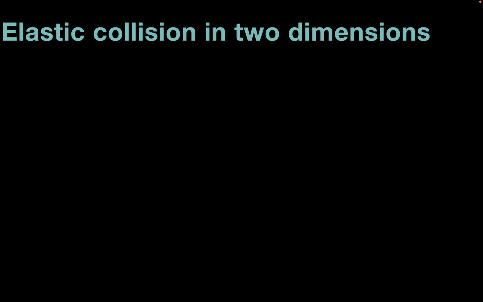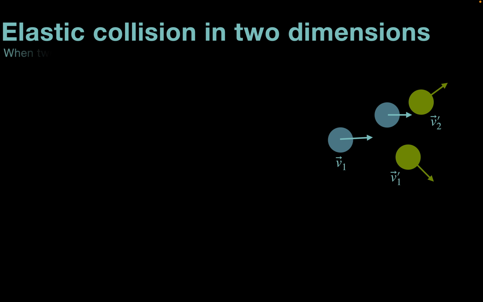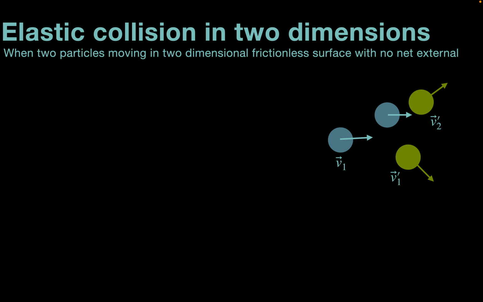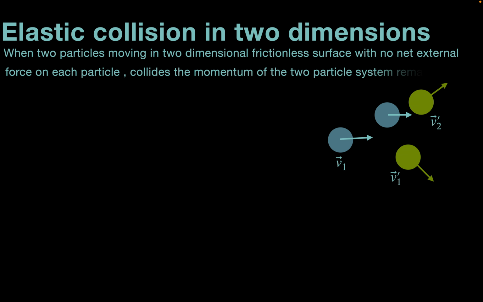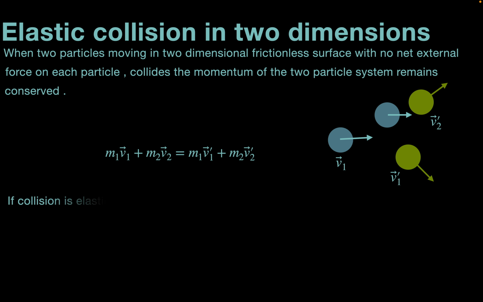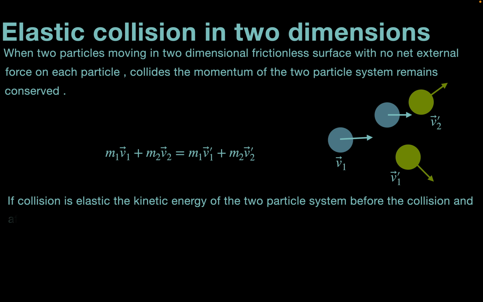Elastic collision in two dimensions. When two particles moving on a two-dimensional frictionless surface with no external force on each particle collide, the momentum of the two particle system remains conserved. So we apply momentum conservation and write m1 v1 vector plus m2 v2 vector equals m1 v1 prime vector plus m2 v2 prime vector. If collision is elastic, the kinetic energy of the two particle system before the collision and after the collision will remain the same.